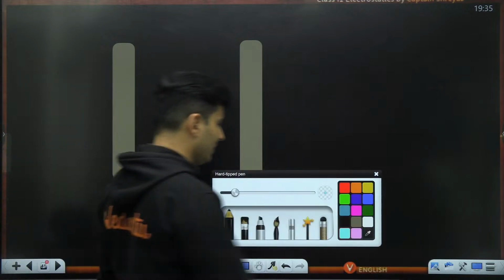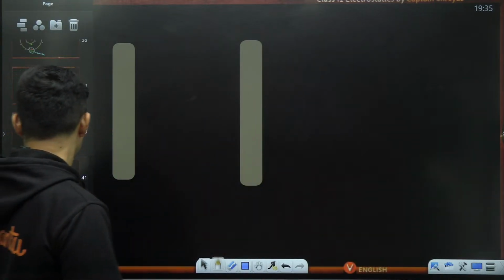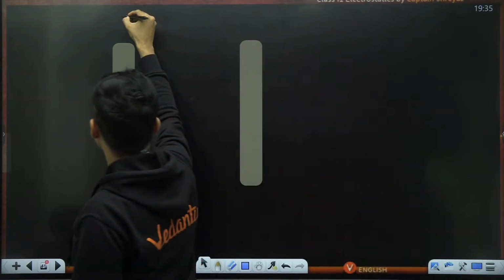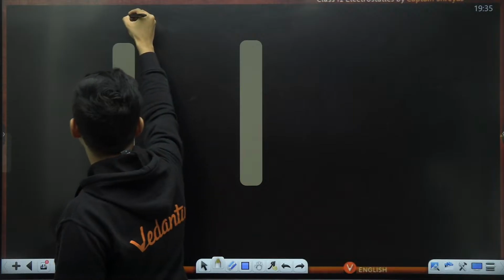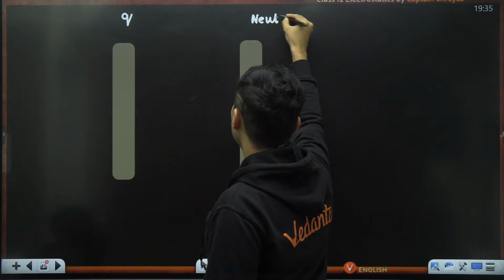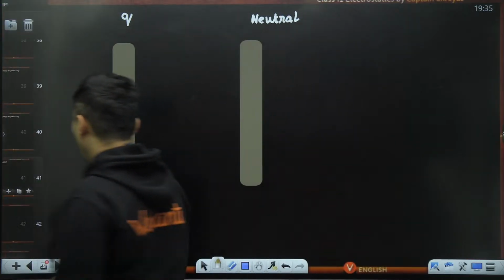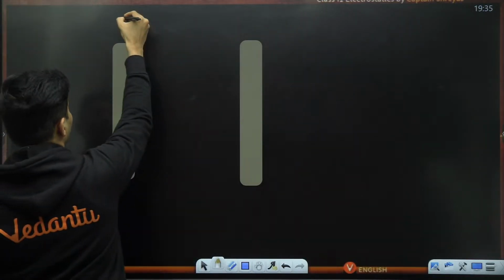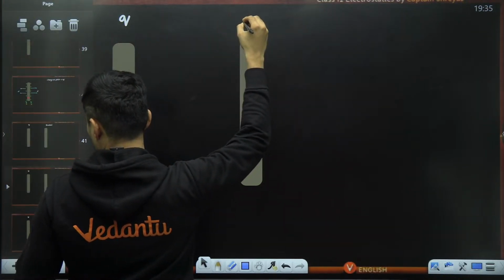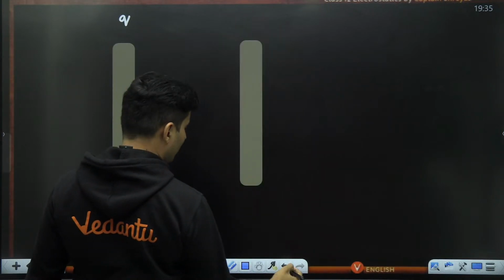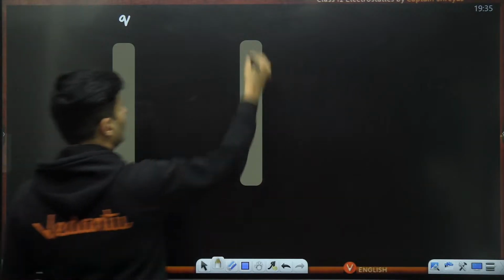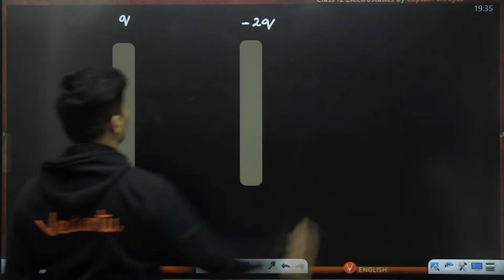But sir, what if the situation is like this? For example, the total charge on this plate is Q, and let's say this one is completely neutral. Or let's say another question where this has a charge of Q, and this has a charge of, for example, 3Q. Or let's say this has a charge of Q and this has minus 2Q.